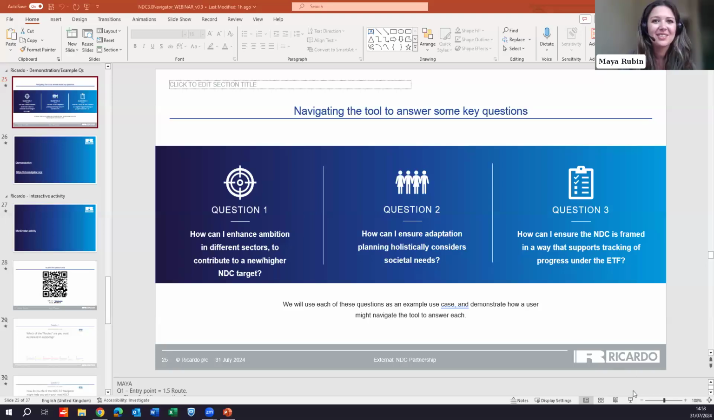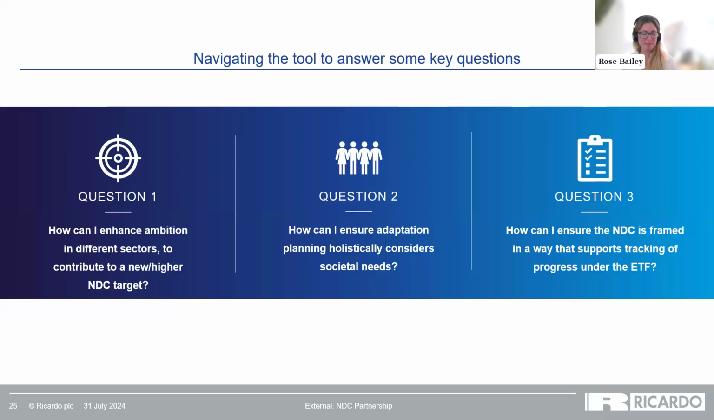Brilliant. Thank you, Rose. Can everyone see my screen, hopefully? Yes. Fantastic. So as Rose said, we're now going to use some example questions to explore those routes to ambitious and implementable NDCs in a little bit more detail and demonstrate how countries might use the tool to answer those questions. So we'll take 3 questions one by one. I'll introduce them quickly now, and then I'll jump over to the tool and we'll see how we might work through the tool to find the answers.